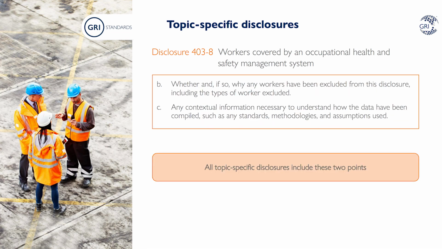Some organizations may not have quantitative data for all workers within the required scope. So all the topic-specific disclosures, including the next two, include a requirement for the organization to explain whether any workers have been excluded from the disclosure, including the types of worker excluded and the reasons for their exclusion. In addition, all topic-specific disclosures require any contextual information needed to understand how the data have been compiled, such as any standards, methodologies, and assumptions used.